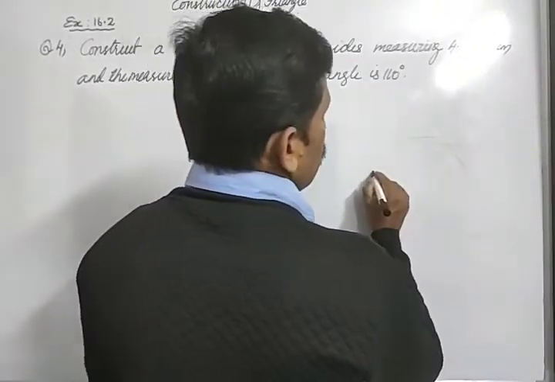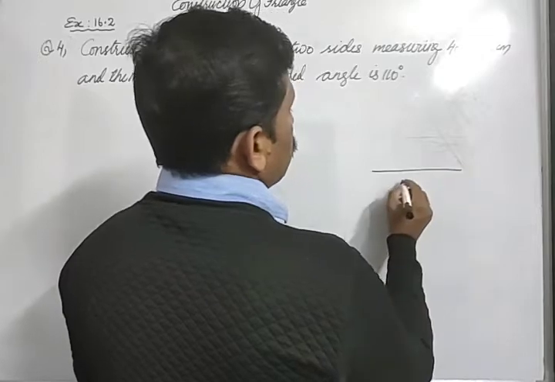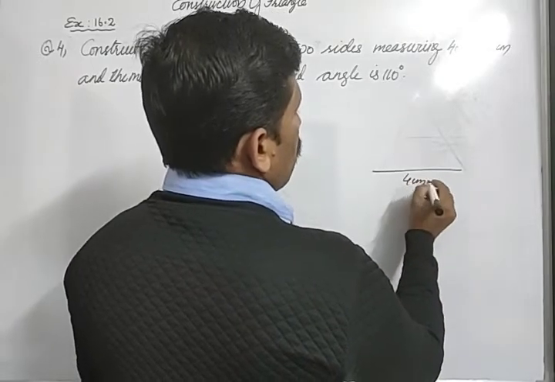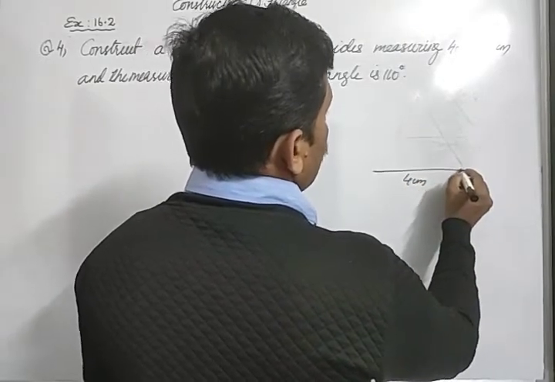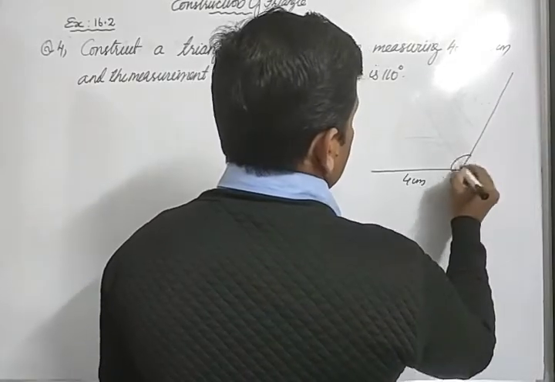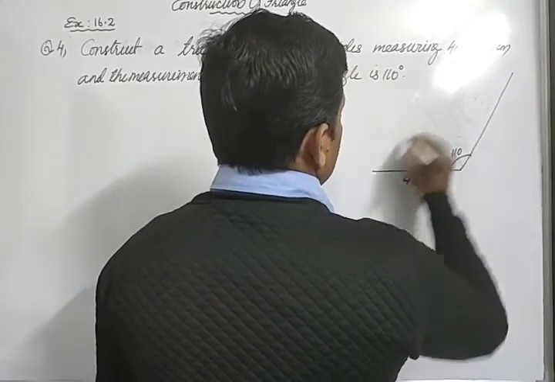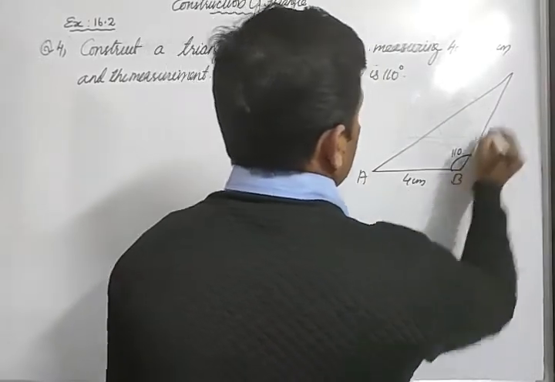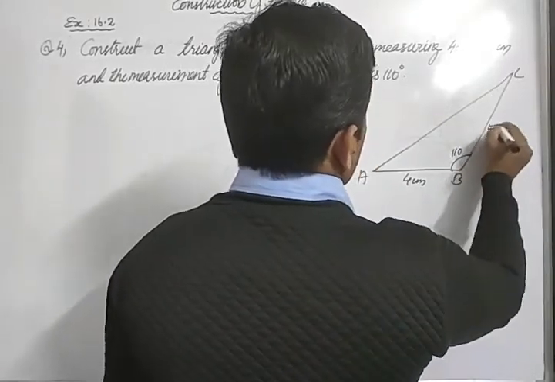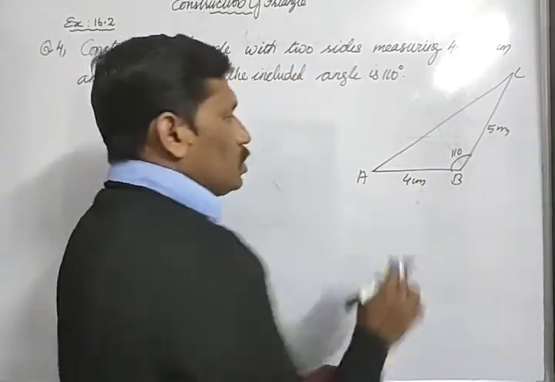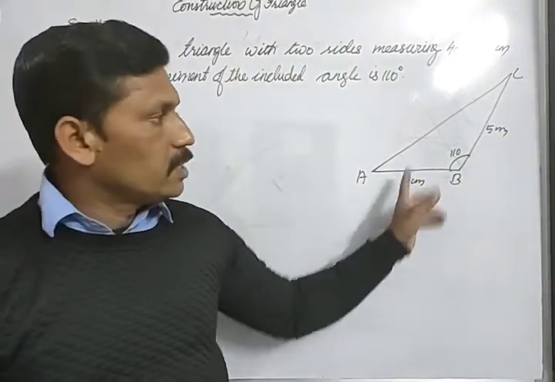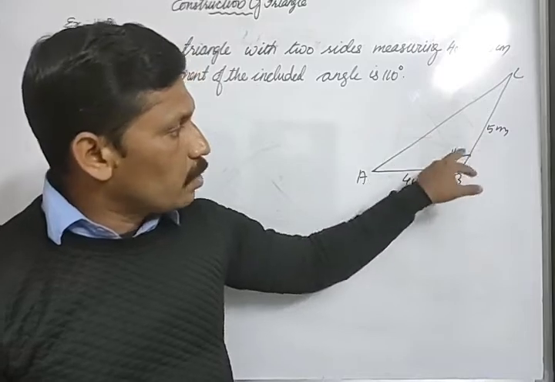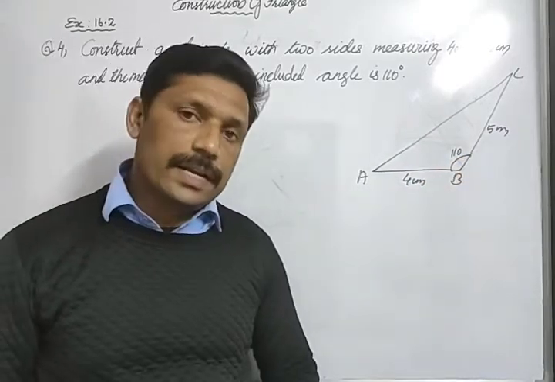One side is 4 centimeters and another side is 5 centimeters, and the included angle is 110 degrees. That means here it is 110 degrees. So it will be like this. Any name you can give, A, B, C, and here 5 centimeters. Two sides are given, 4 centimeters and 5 centimeters, and the included angle is given, 110 degrees.